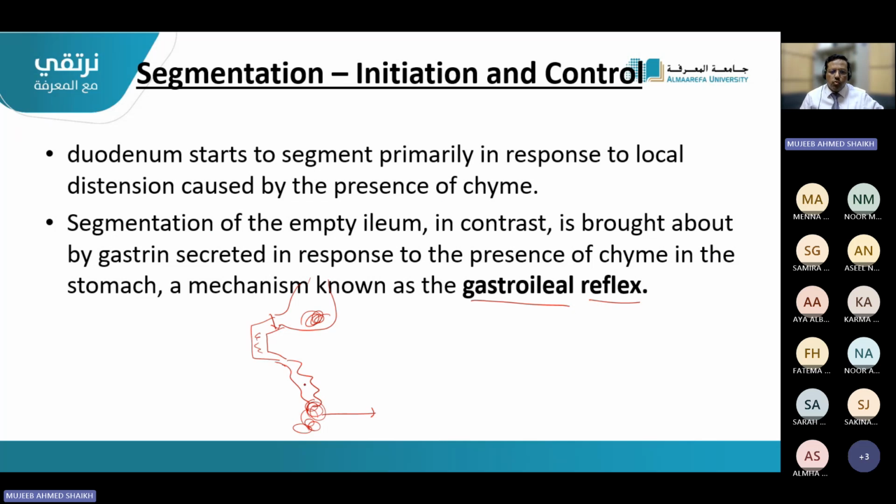Although there is no food, there is no stretching, still it starts contraction because gastrin is released from the stomach and comes and acts on the small intestine, ileum or jejunum. This is causing the contraction to start. This is called gastroileal reflex. Although food is present in the stomach, the ileum starts to show segmentation.